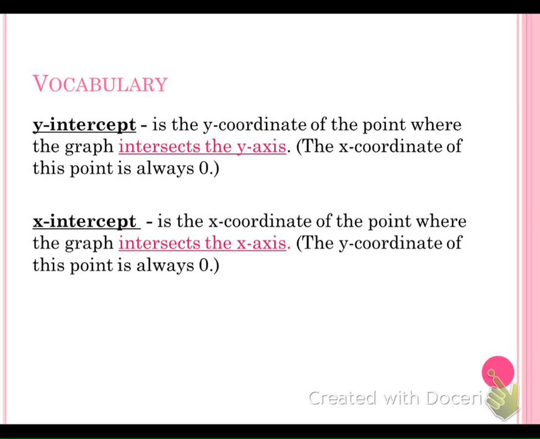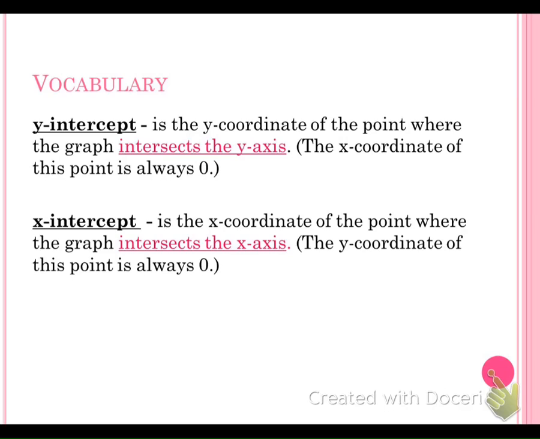A y-intercept is the y-coordinate of the point where the graph intersects the y-axis. The x-coordinate of that point is always 0. Y-intercept intercepts the y-axis. Okay, that's the key word.